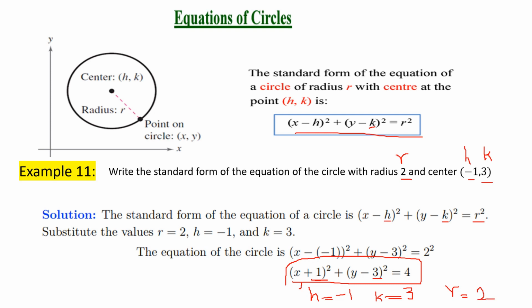So in two ways we can ask the question. One is where the center and radius are given and we ask to find the standard form of the equation, or the standard form of the equation is given and we ask to find the center and radius of the circle.